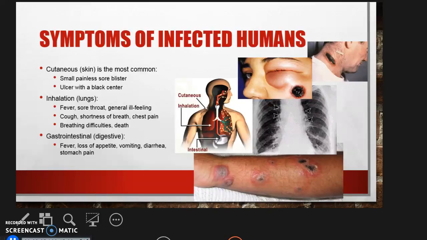Symptoms of infected humans are listed below. Cutaneous is the most common, inhalation is the most lethal, and there's also a gastrointestinal component, and here are some pictures to show that.